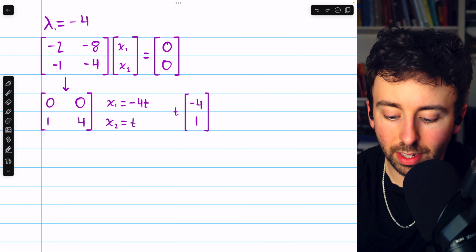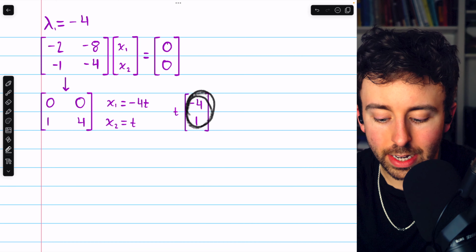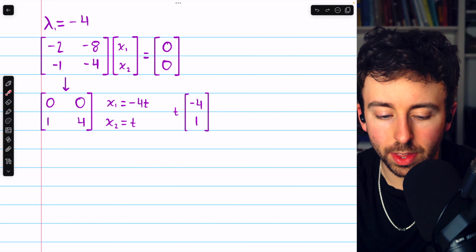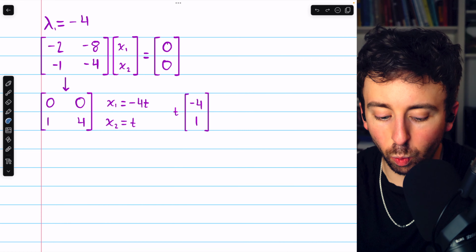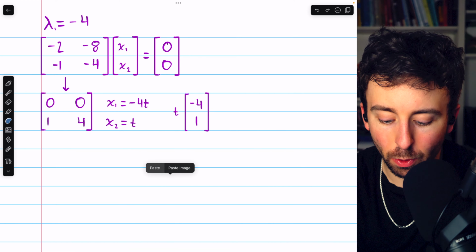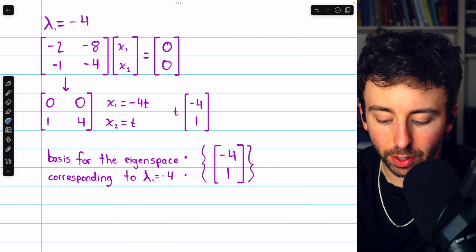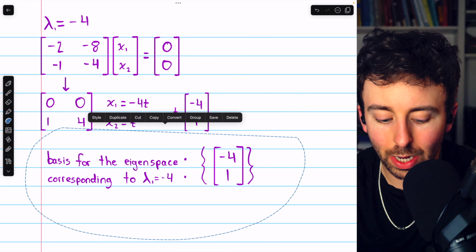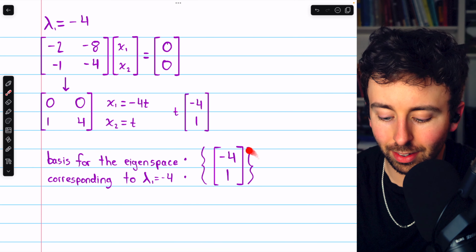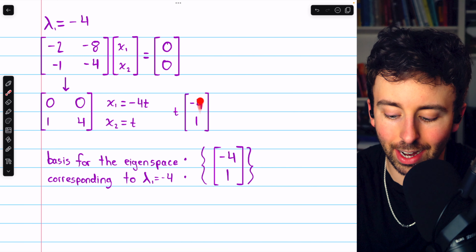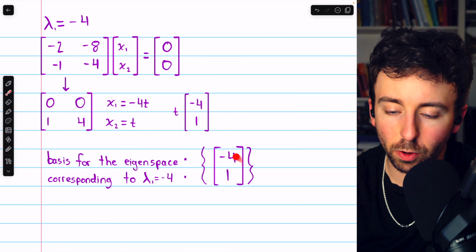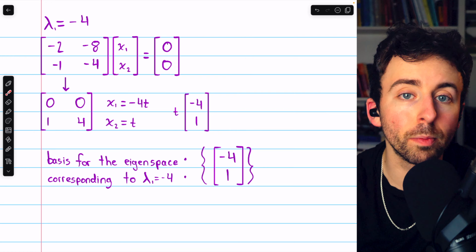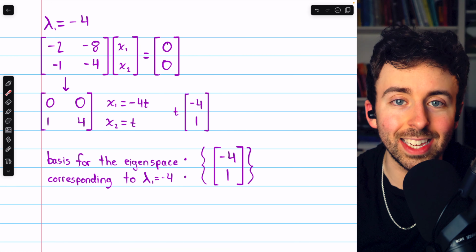So since all scalar multiples of this vector, negative 4, 1, make up the eigenspace corresponding to negative 4, this is the one vector that we need in our basis. So a basis for the eigenspace corresponding to negative 4 is this set here, the set containing that eigenvector, negative 4, 1. This eigenvector, as well as any of its scalar multiples, produce the eigenspace.